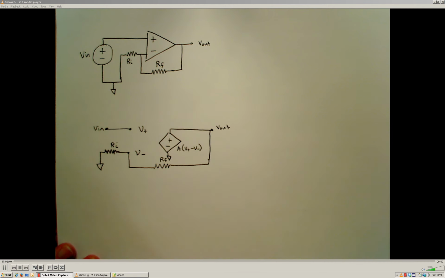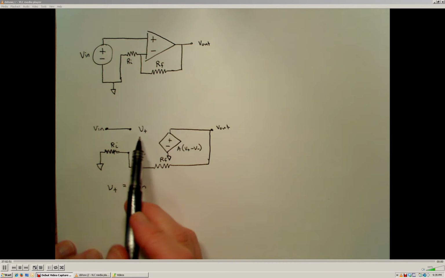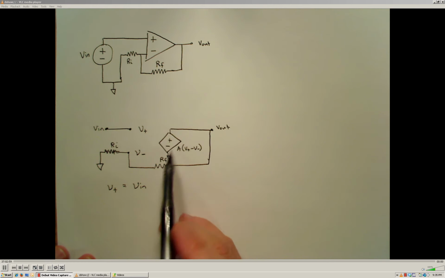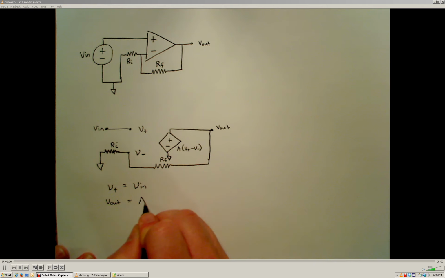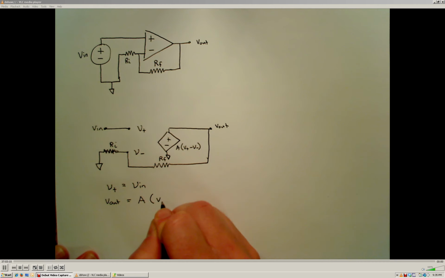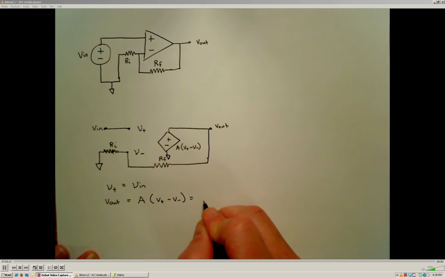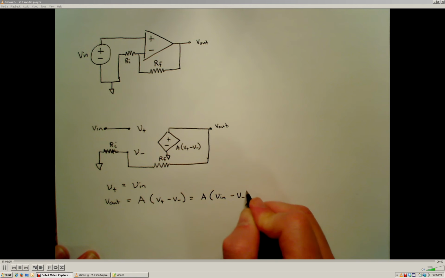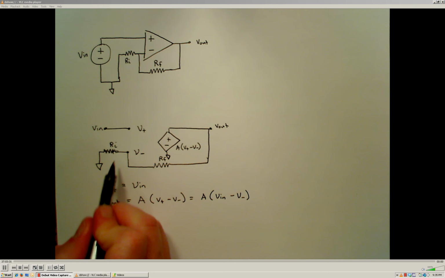Okay, so the first thing that we notice is we know that the voltage at the non-inverting input terminal is the same as the input voltage. So Vn is the same as the voltage at the non-inverting input terminal. We also know that the output voltage is going to be the same as the voltage provided by this dependent voltage supply. So Vout is going to be equal to some large gain factor A times the quantity of V plus minus V minus. But we know that the voltage at the non-inverting input terminal is Vn. So that's going to be the same as a large gain factor times Vn minus the voltage at the inverting input terminal. Okay, to determine the voltage at the inverting input terminal, we need to apply Kirchhoff's current law.